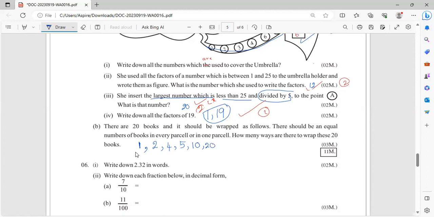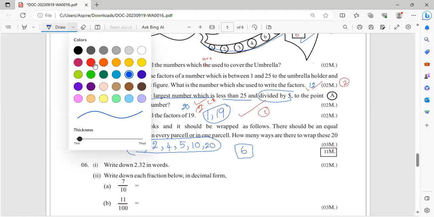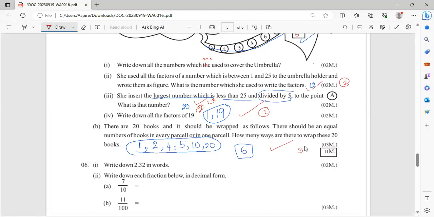That means how many ways? They ask how many ways are there to wrap these 20 books? It's 1, 2, 3, 4, 5, 6. That means in another way they asked how many factors are there for 20? මේක තමයි ඒගොල්ලෝ අහලා තියෙන්නේ. If you have written this answer, you are given 3 marks.